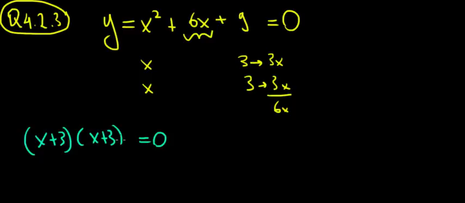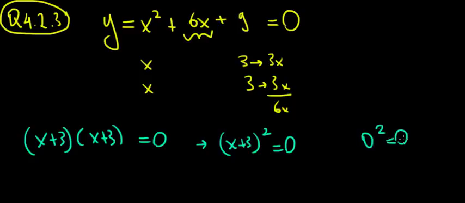What is x plus 3 times x plus 3? That's just x plus 3 to the power of 2 equals 0. When can we have something to the power of 2 equals 0? Only when 0 squared equals 0. Any other number will not give 0, which means that x plus 3 is equal to 0, and as a result x equals minus 3. So we found our x value.